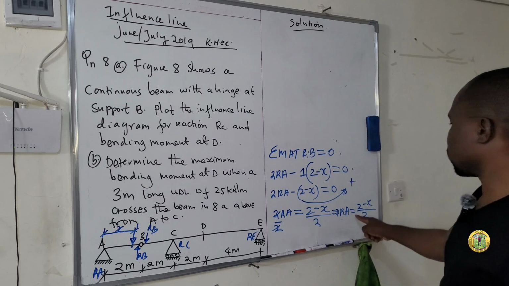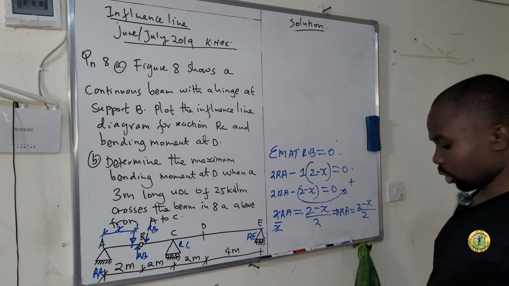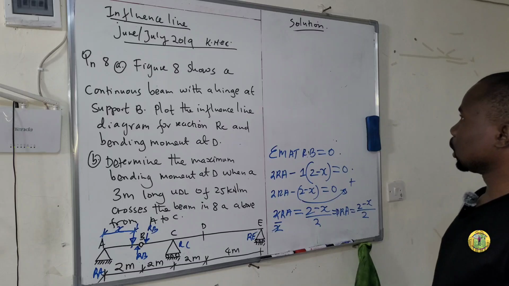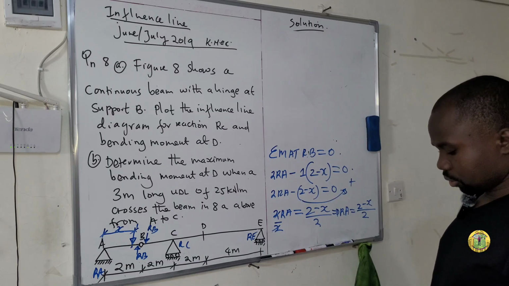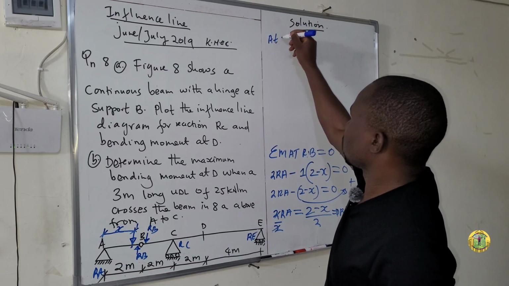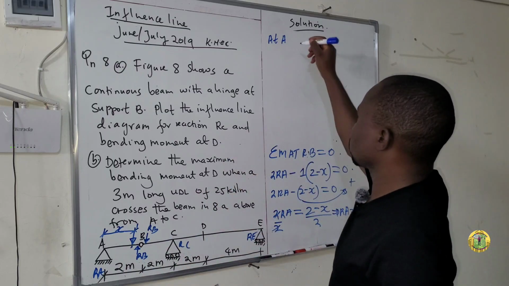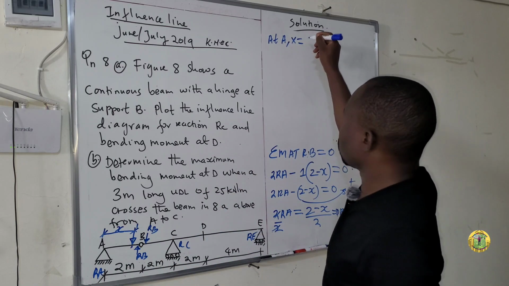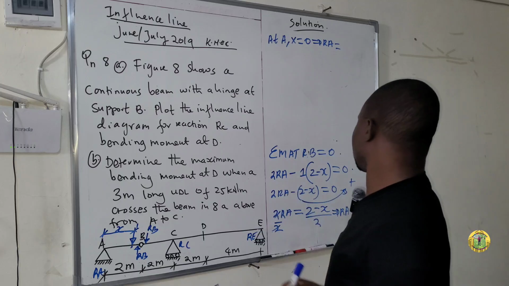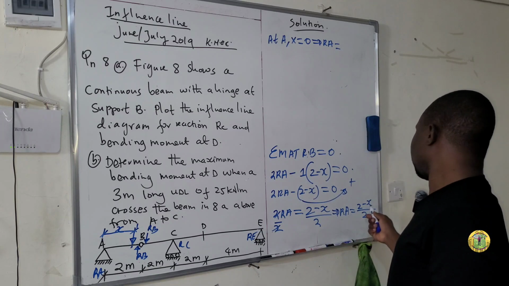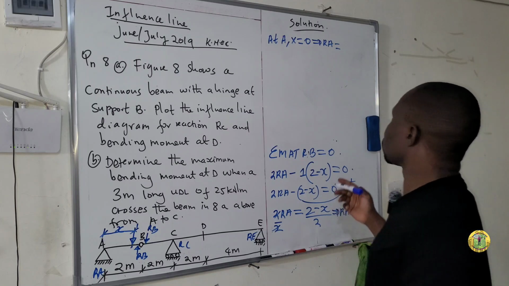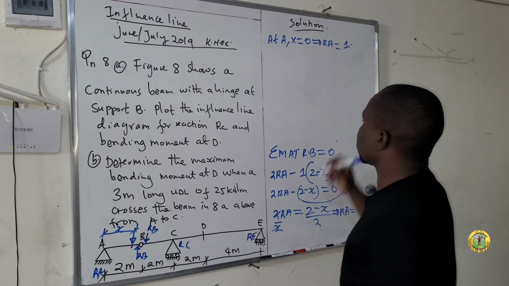Now we know that RA is equal to (2 minus x) all over 2. So let's find the ordinates for this RA. When the load is at A, x is equal to 0, which implies RA is equal to, substituting x with 0, (2 minus 0) over 2. So RA will be 1.